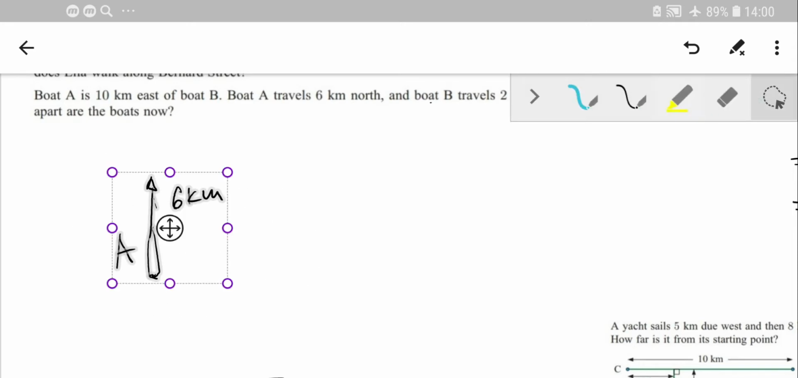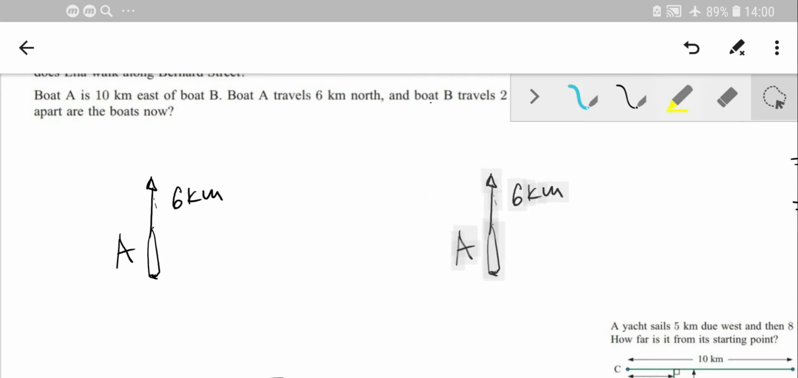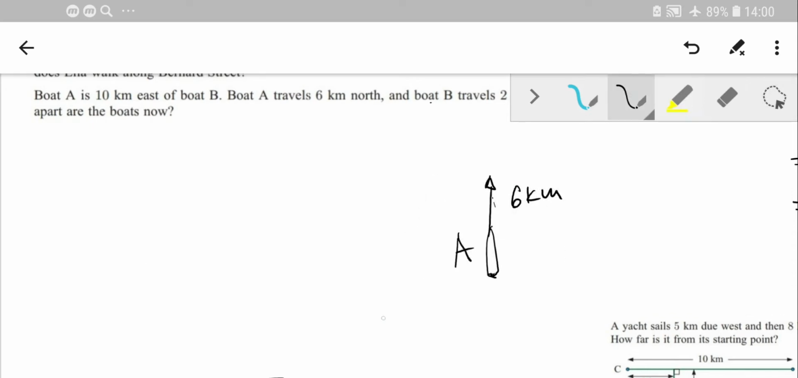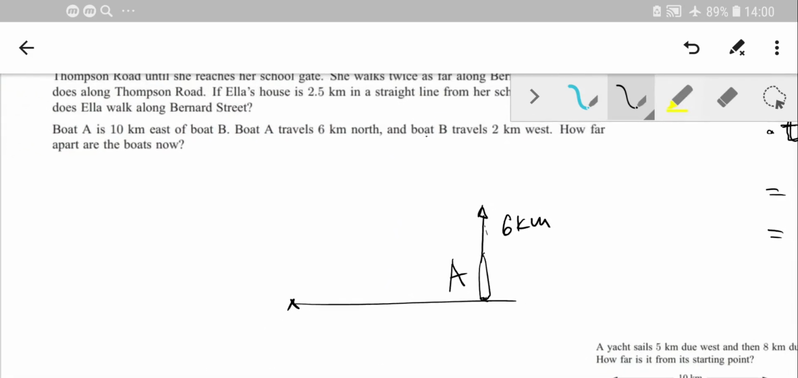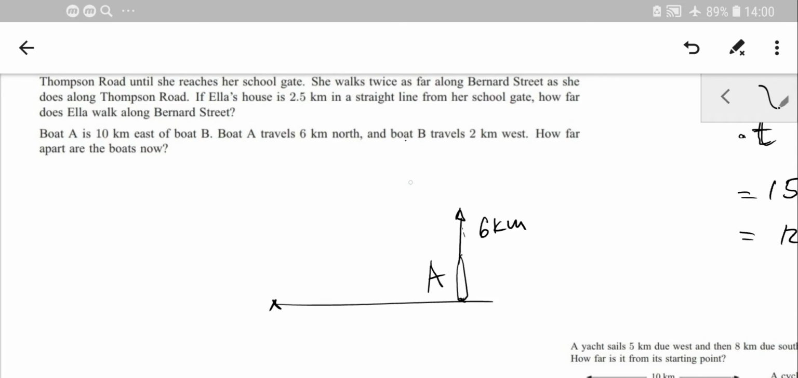So we just transfer that here and figure out that we also have boat B travels 2 km. So yeah, 2 km west. So that's boat B, and it travels 2 km to the west. So this is north direction, this is west direction. Okay, how far apart are the boats now?